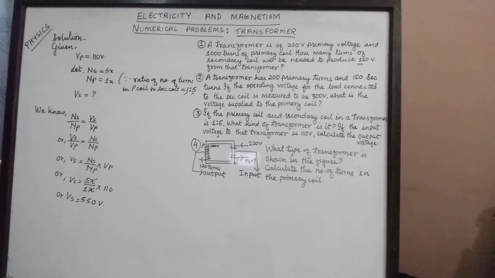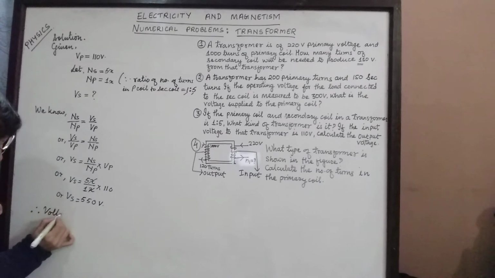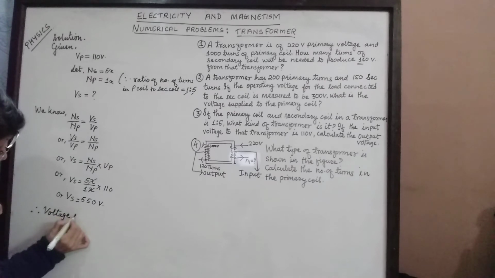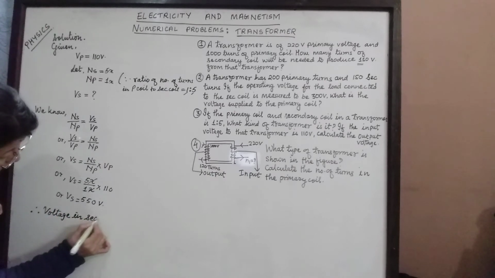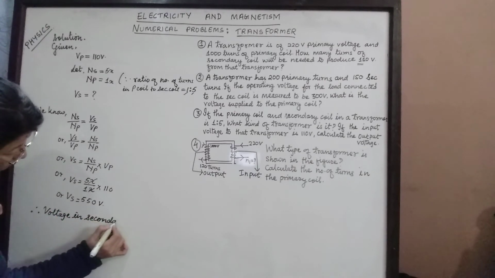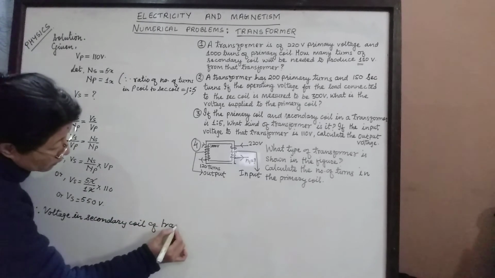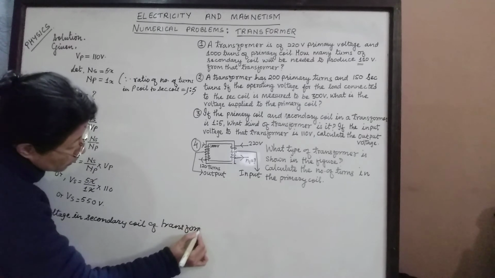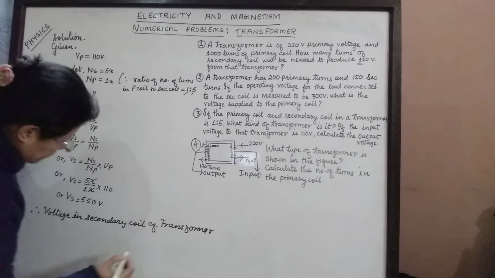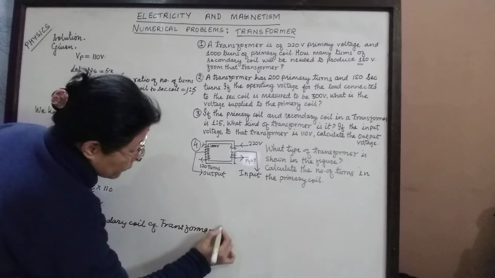Yes. Now write the answer statement. Therefore, the secondary voltage in the secondary coil of the transformer is 550.